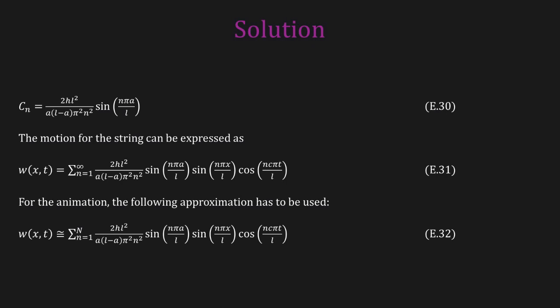So now finally, the motion for the string can be expressed as the sum from 1 up to infinity of 2 times h times L squared over a times L minus a times pi squared times n squared, all of that times the sine of n pi a over L times sine of n pi x over L times cos of n c pi t over L.